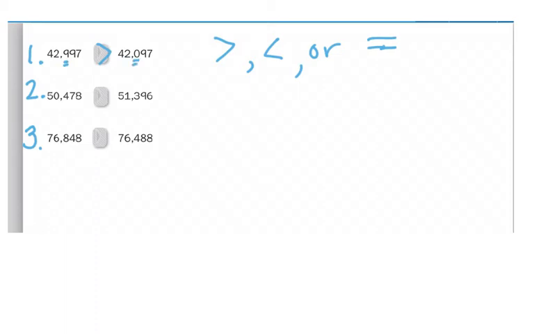Number 2, 50,478 is less than 51,396. We can tell by looking at the thousands place.